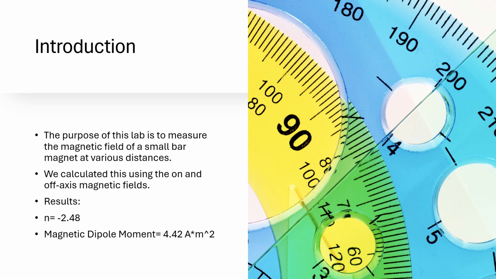So the purpose of this lab is to measure the magnetic field of a small bar magnet at various distances from a magnetometer. We do this by downloading a magnetometer app on our phones and finding the location of the magnetometer sensor in our phones, and I'll detail that process later in this video. We calculated the magnetic field using the on and off axis magnetic fields. Some quick results are n equals negative 2.48, and the magnetic dipole moment, or mu, equals 4.42 A times meters squared.